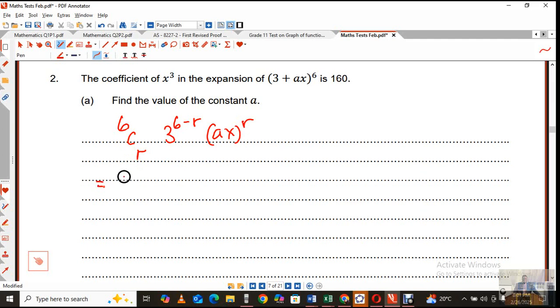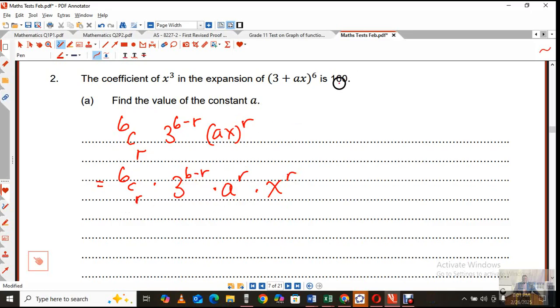Now, this is what I will suggest you do. 6 choose whatever r is, this is a constant. And also, this is going to be a constant. If we determine what r is, it's a constant. Then a to the r is also going to be a constant. And then obviously x to the r. Always choose to write this like that.